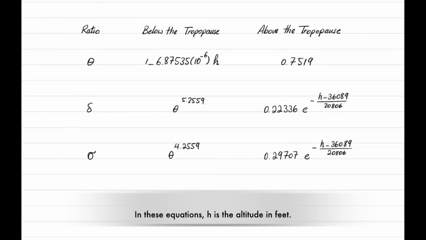Now let's solve an example here. Consider a flight in the following conditions. The altitude is 33,000 feet. The actual temperature is minus 41 degrees Celsius. And we want to know what the flight operation conditions are.